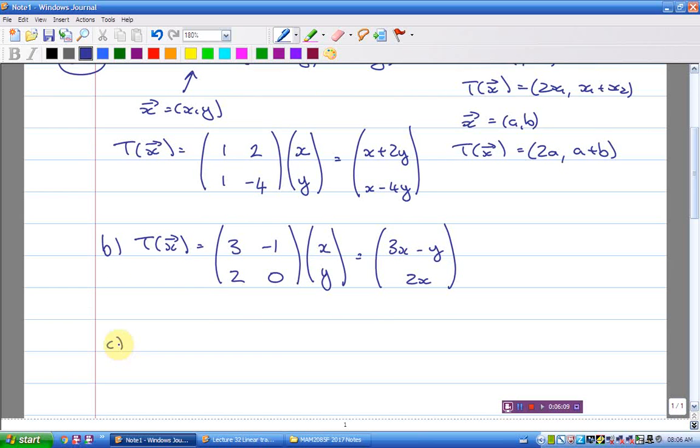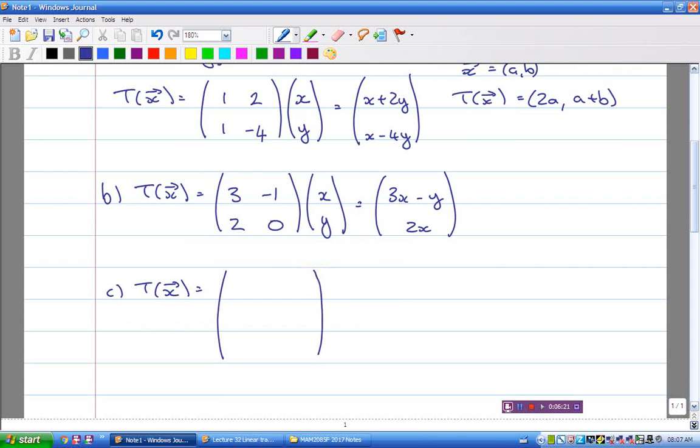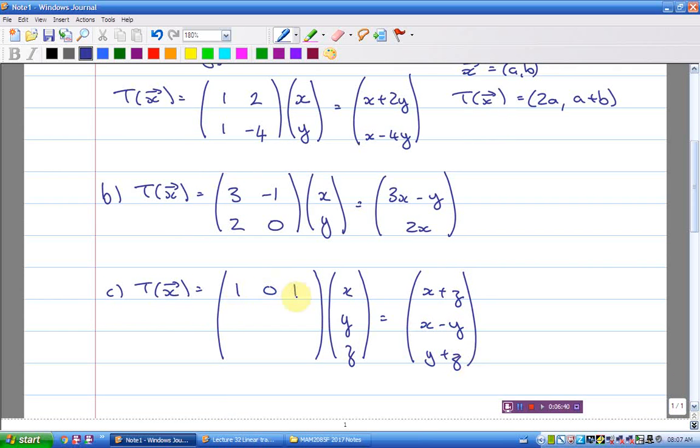x must be a 3-dimensional vector by the fact that the letters x, y, and z are all present there. So I need a 3 by 3 matrix, which I'm going to multiply with a 3 by 1 vector, x, y, z. And I'm going to get out another vector, x plus z, x minus y, and y plus z. There we go. So it's going to be 1, 0, 1, 1, minus 1, 0, 0, 1, 1. There you go.